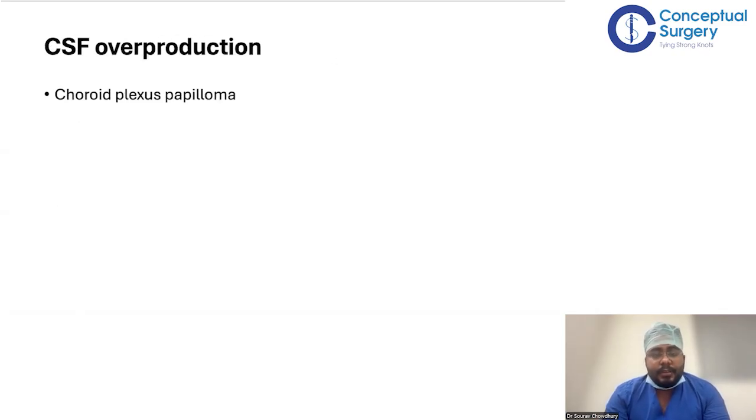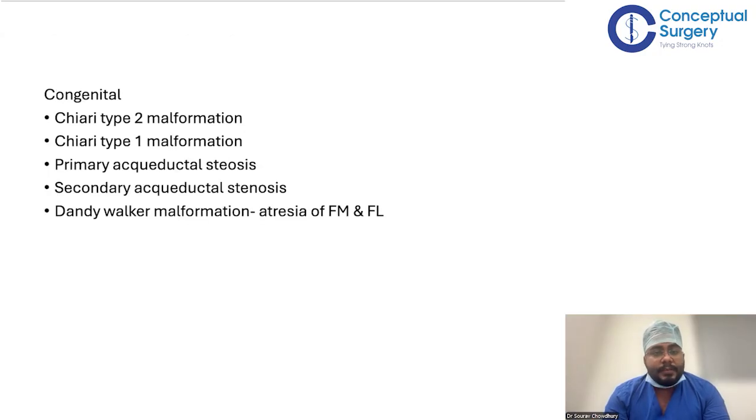The other cause is CSF getting produced more than usual. If there is a tumor of the choroid plexus itself, that is a choroid plexus papilloma, there will be hydrocephalus. And then there are a lot of congenital problems that have a very high association with hydrocephalus. We all know about Chiari 1 and Chiari 2 malformation. Chiari 2 malformation generally presents with myelomeningocele. They will have brainstem herniation. They will also have a very high association with hydrocephalus, around 40 to 50%.